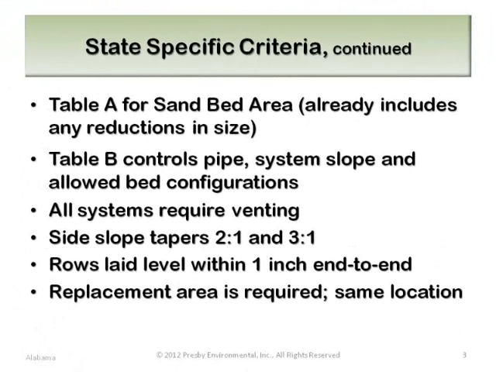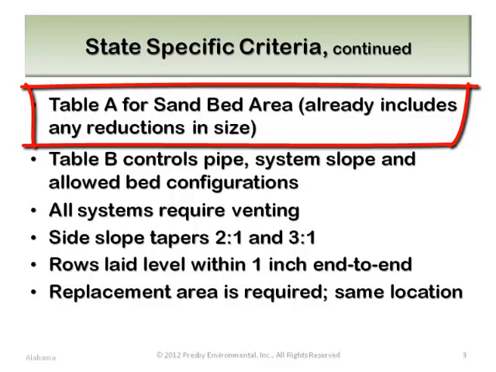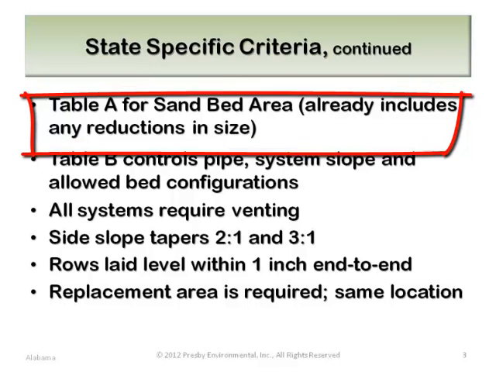Continuing with our state-specific information, Table A of the manual is used to determine the minimum system sand bed area and the bed's length to width ratio. It is important to note that the table already takes into account all state-approved reductions in dispersal area as compared to pipe and stone. No further reductions are needed.